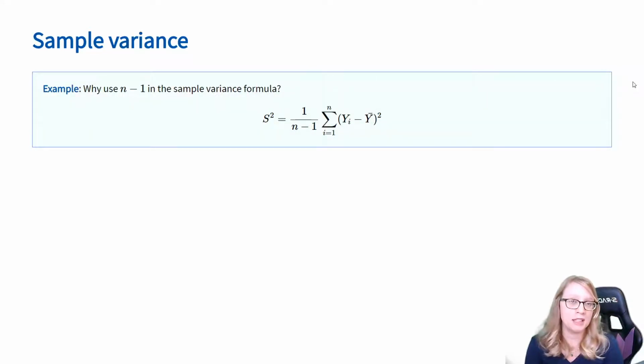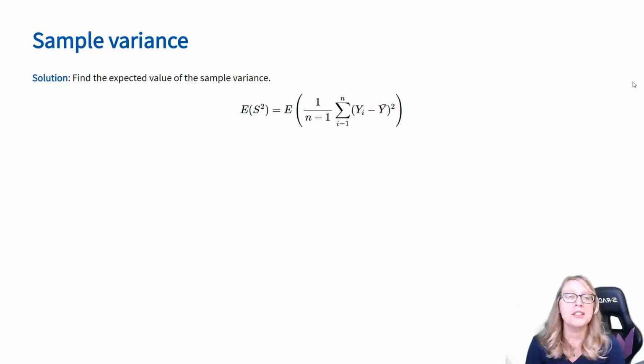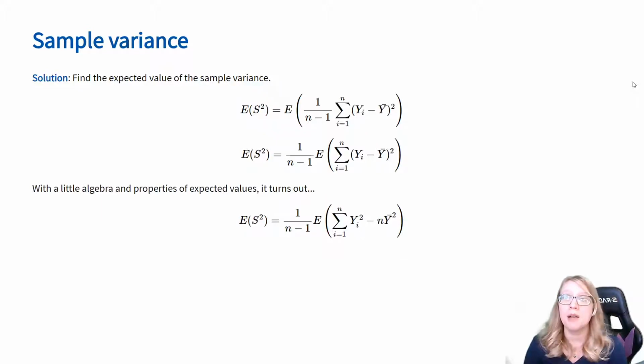Now, you might be asking yourself, why are we using n minus 1 instead of taking a direct average, instead of dividing by n? Well, it turns out that there's actually a really important reason for this. To see why this is a better option, let's find the expected value of the sample variance. The sample variance, again, is 1 over n minus 1 times the sum of the squared deviations. We can pull that 1 over n minus 1 to the front because it's a constant. Then I'm going to distribute that square.